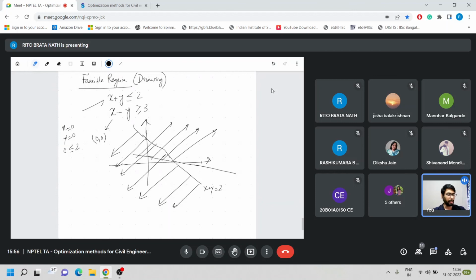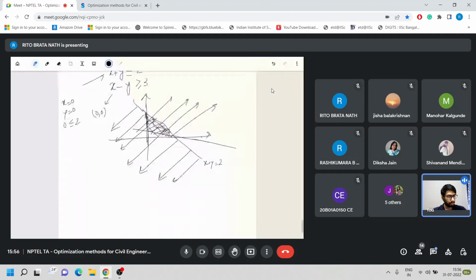Finally, you might also have y greater than or equal to 0 and x greater than or equal to 0, so you might have a feasible region like this. This kind of question might also be there, so be prepared to solve this as well, where you are given some equations and you have to draw the feasible region. So that is probably all.